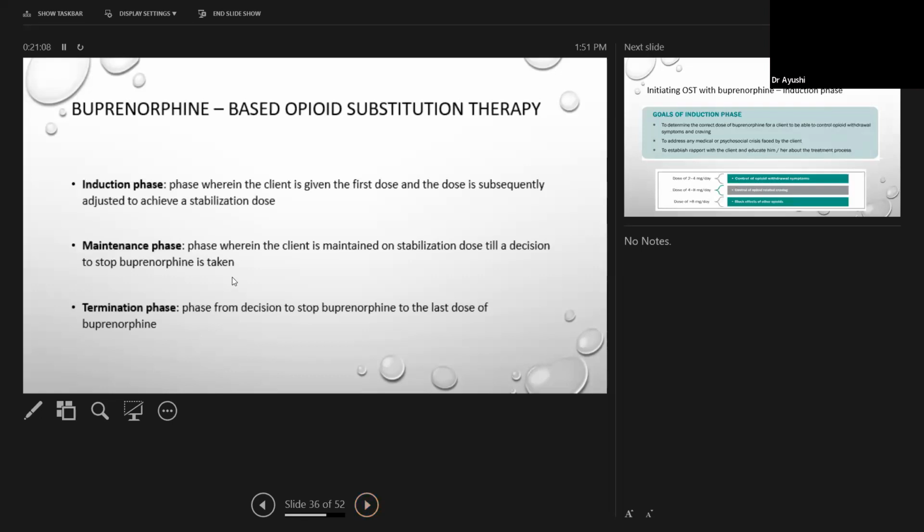The buprenorphine-based opioid substitution therapy is given in 3 phases. First is the induction phase, where the patient is given the first dose and the dose is subsequently adjusted to achieve a stabilization dose. In the maintenance phase, the stabilization dose is maintained till a decision to stop the buprenorphine is taken. And the termination phase is the phase from the decision to stop the buprenorphine to the last dose of buprenorphine.